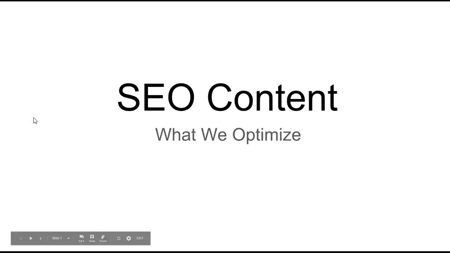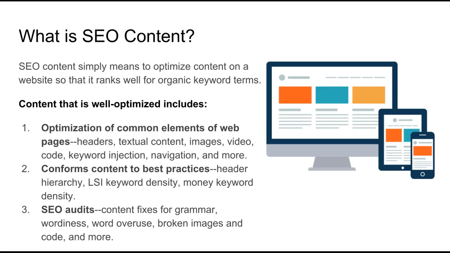This is a technical video on SEO content and what it is that we optimize. So what is SEO content? It simply means that we're optimizing content in a website so it ranks well for organic keyword terms. We're basically communicating with search bots. This includes common elements like headers, textual content, images, video, code, keyword injection, navigation, and more.